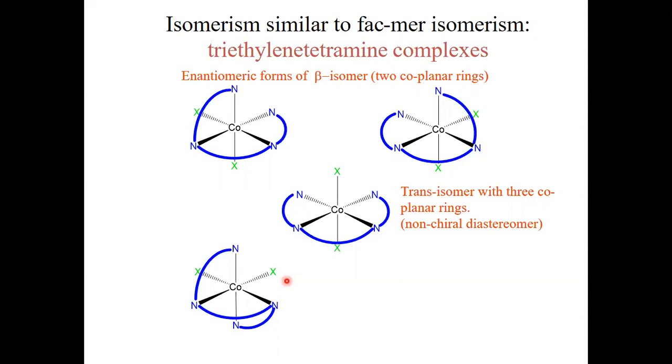Now, when you look at this molecule here and compare to that one and that one and that one, then this one is not the mirror image of any of these other 3. So this one will be a diastereomer relative to the other ones. But when you analyze the symmetry, you see that this molecule is again a chiral molecule.